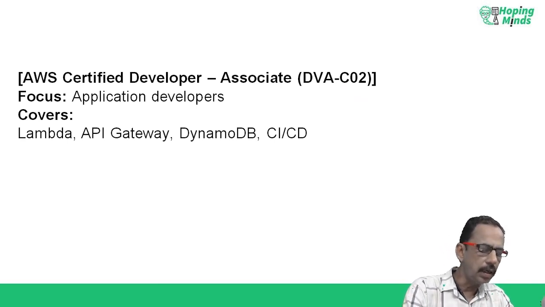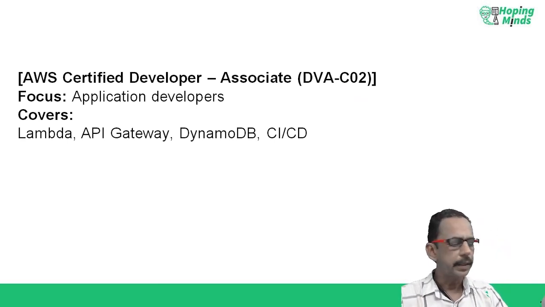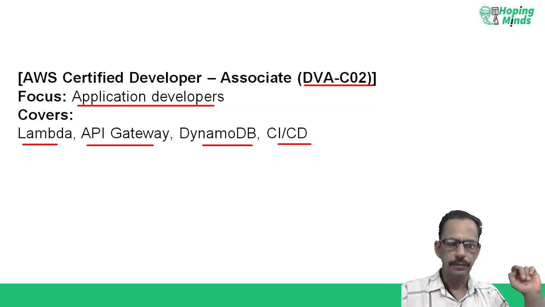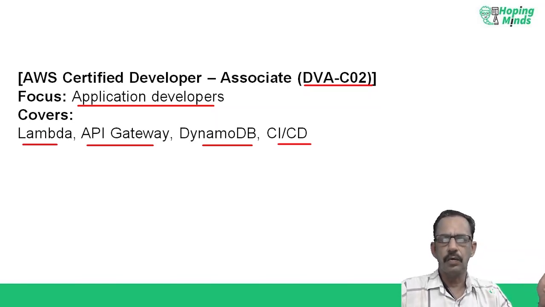Then it can be the Developer Associate, DVA-C02, for application developers. In addition to that, we will cover Lambda, API Gateway, DynamoDB, and CI/CD in depth. So these are the topics. This also suits someone with at least 3 or 4 years of experience in development, with good knowledge of Python and the Linux operating system. It will be good for them. So clear?